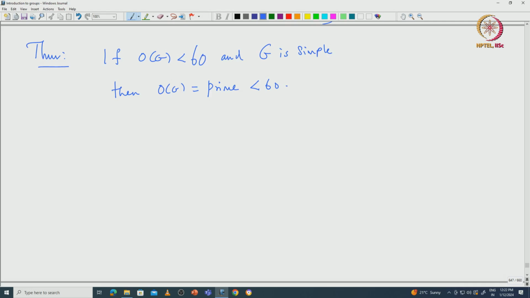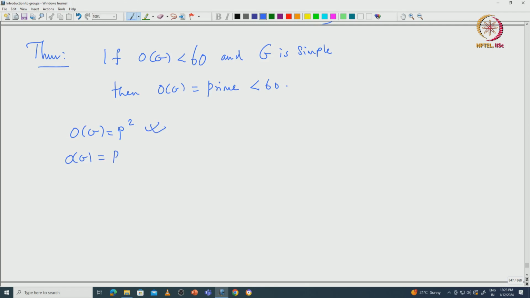So that means if you take a group of order less than 60 and its prime factorization involves at least two primes, then you can see that it must not be simple. Okay, that's what this is. We have already looked at these examples. When the order of G is a prime square, it is abelian. So this case we are done.